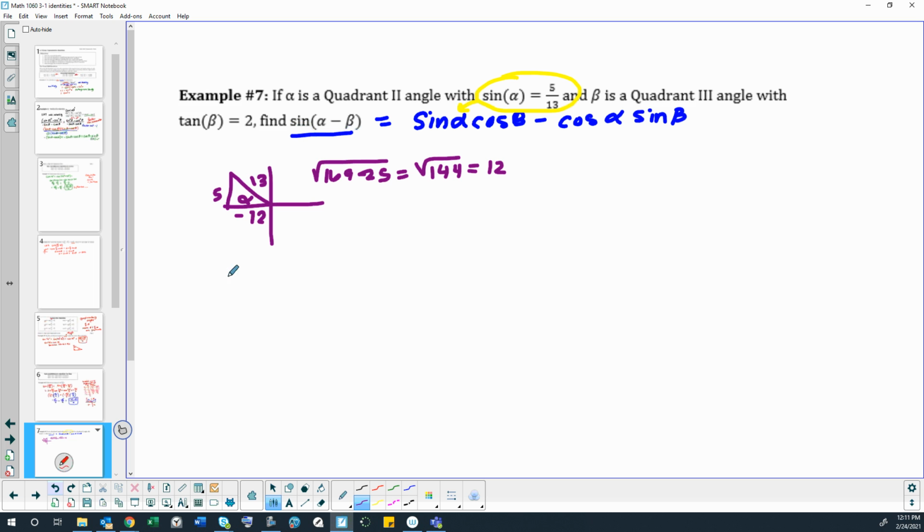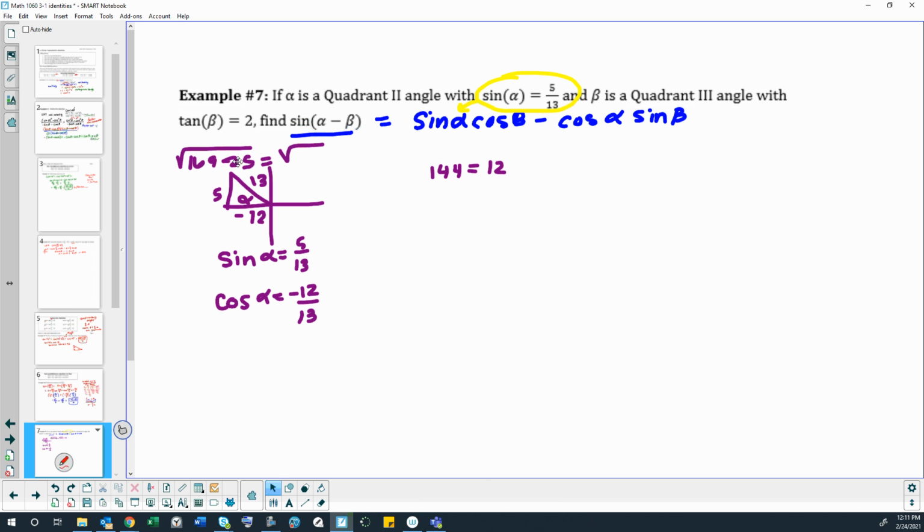Okay. So that tells us we have already that the sine of alpha is 5/13. That information was given to us. But now we also know that the cosine of alpha is negative 12/13. So we're going to be able to use that in our problem that we're doing. All right, I'm just going to move this out of the way a little bit. Okay, let's draw another picture.